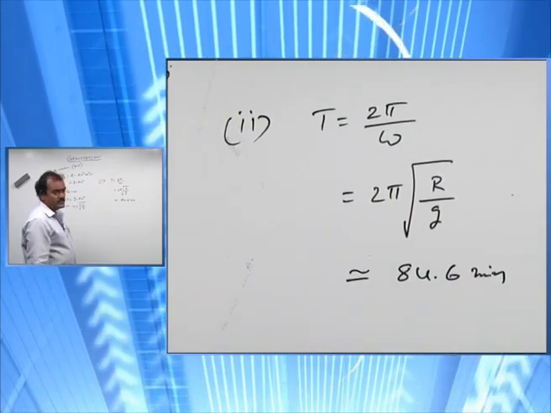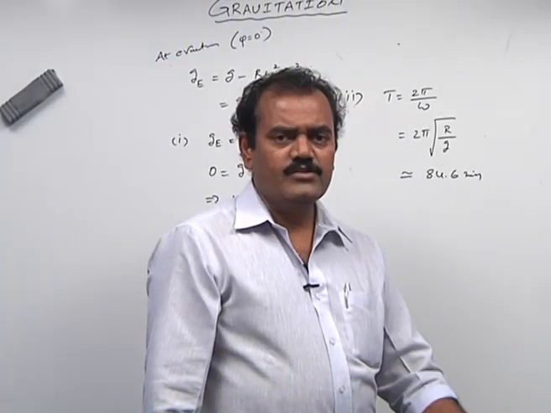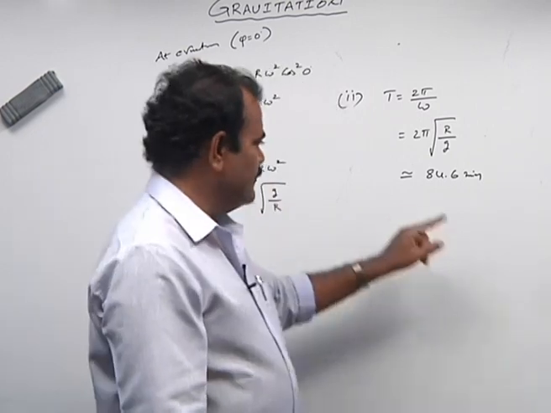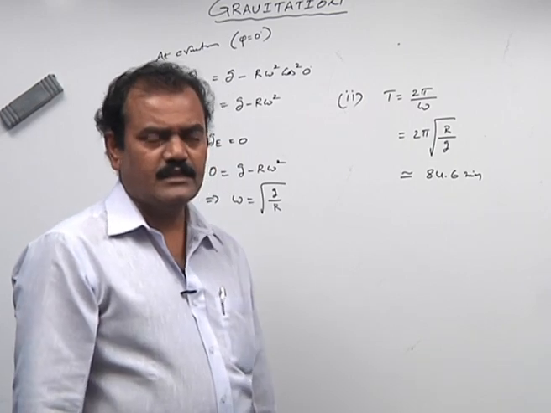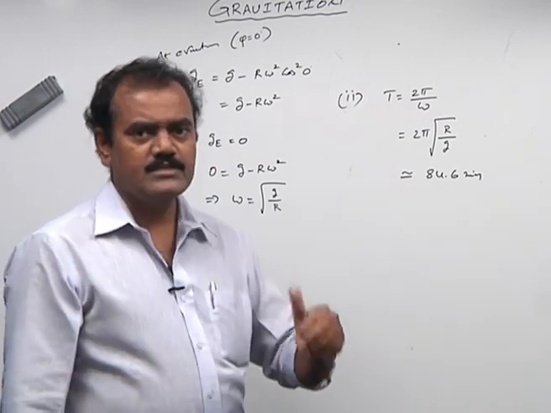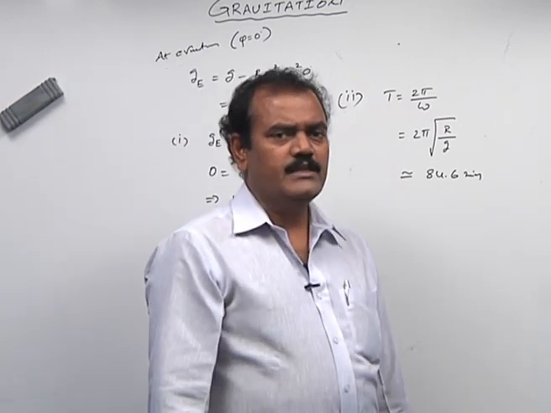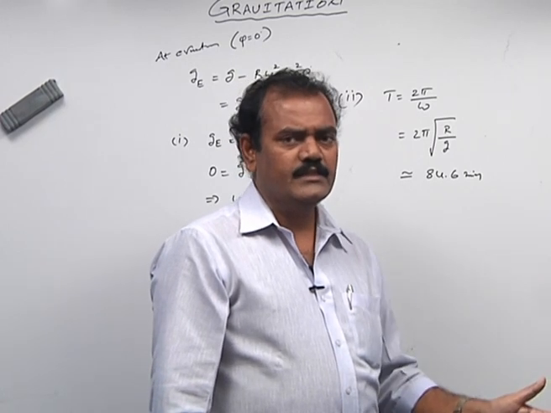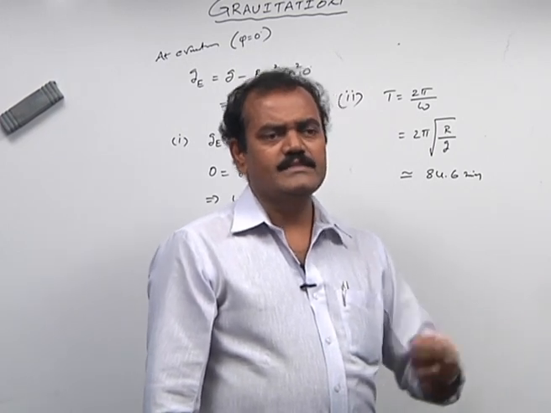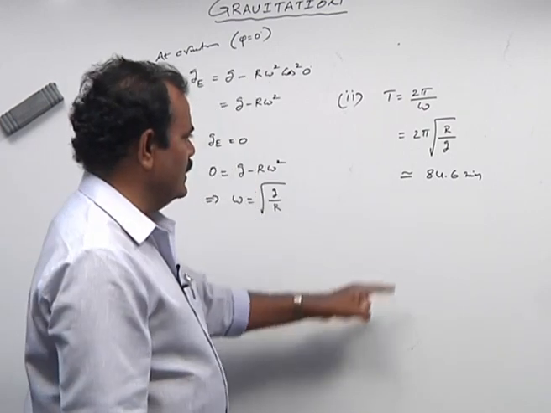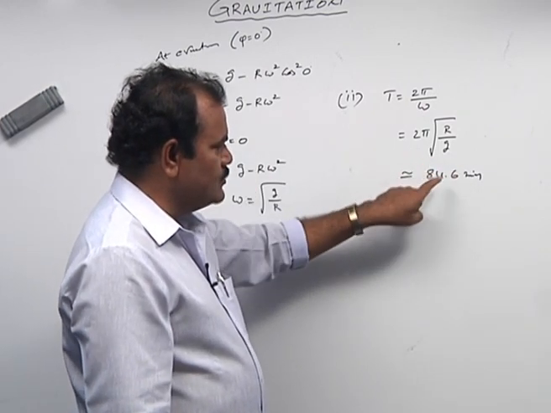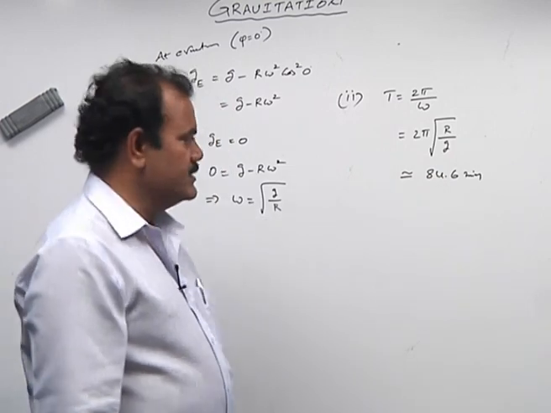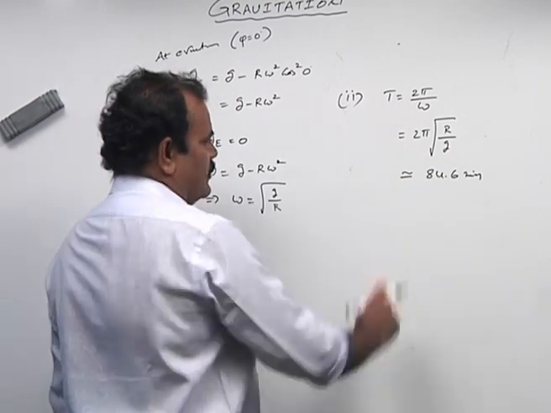Suppose the self-revolution time period of Earth is completed within this 84.6 minutes, then automatically small g becomes 0 at the equator. That means the particles on the equator experience weightlessness. So if the self-revolution time period of Earth is decreased to this value, 84.6 minutes, that is the second point cleared.